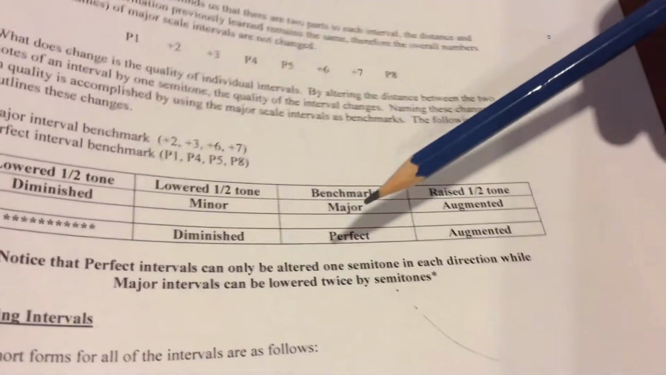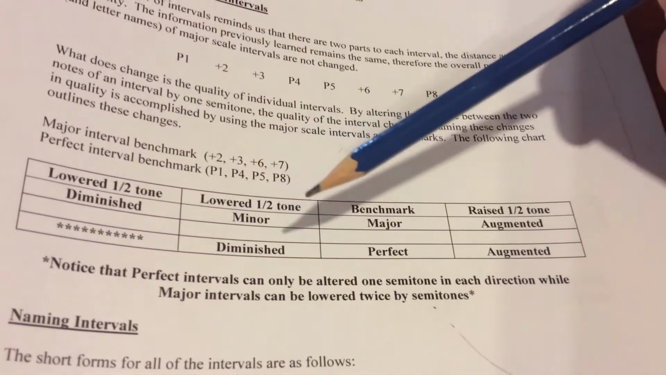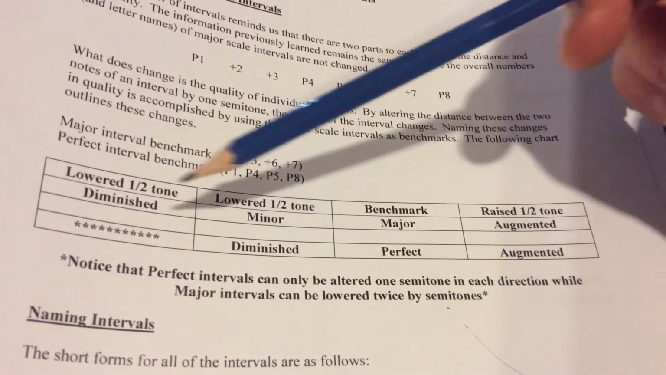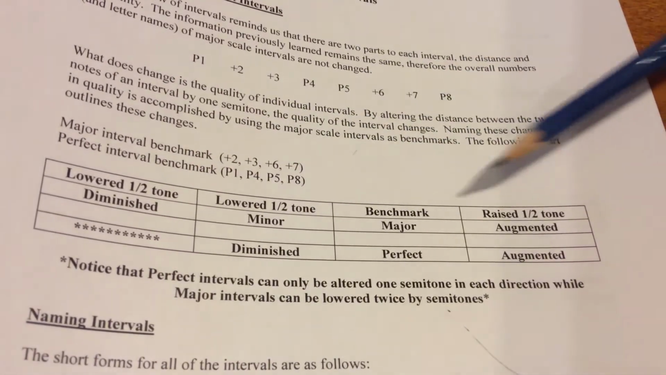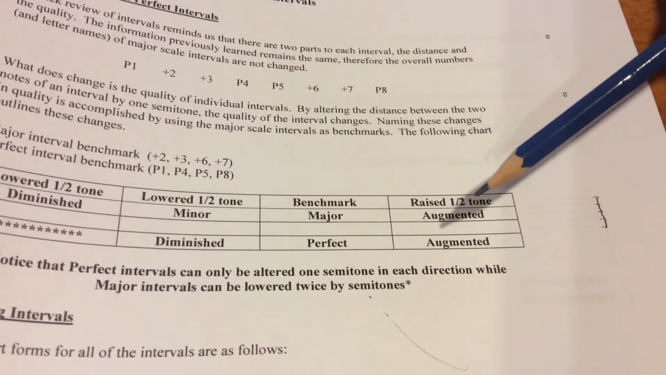So we look at our chart. We're currently here as our benchmark. We have to augment that interval. So if we look on our chart, we're not going to be going in this direction. We've got minor and diminished. We don't want that. Augmented, we're actually going to be going to the right. And that means we're going to be raising that interval by a half step, or by a semitone.